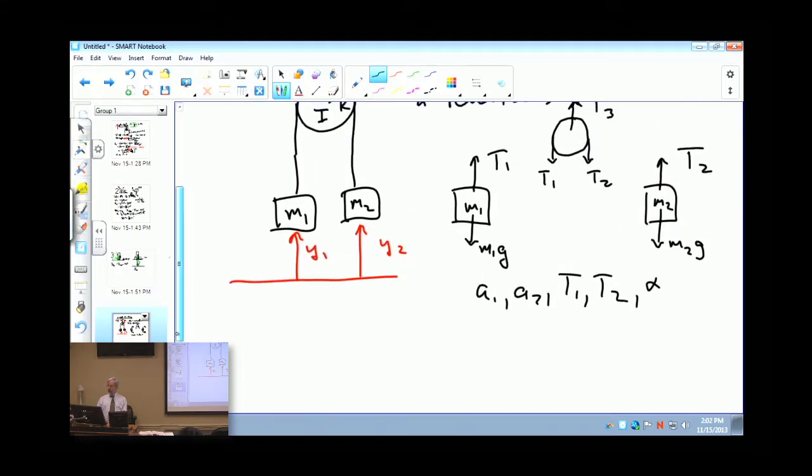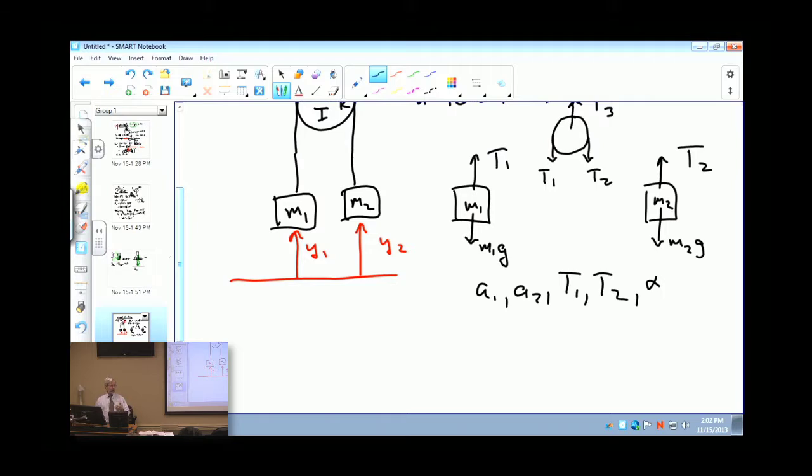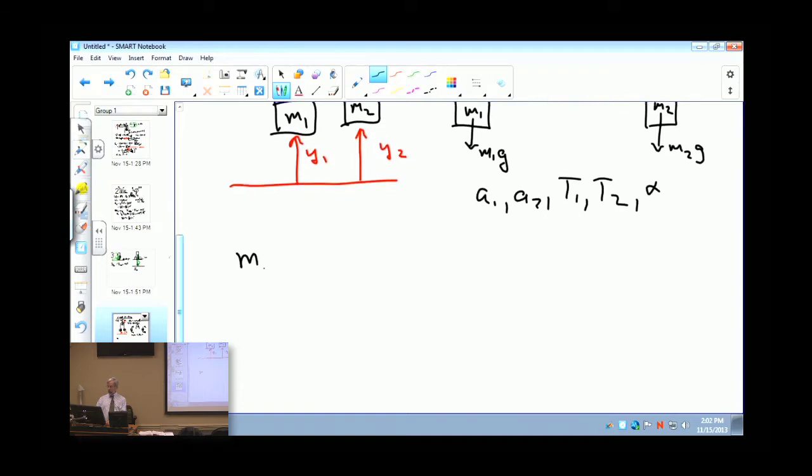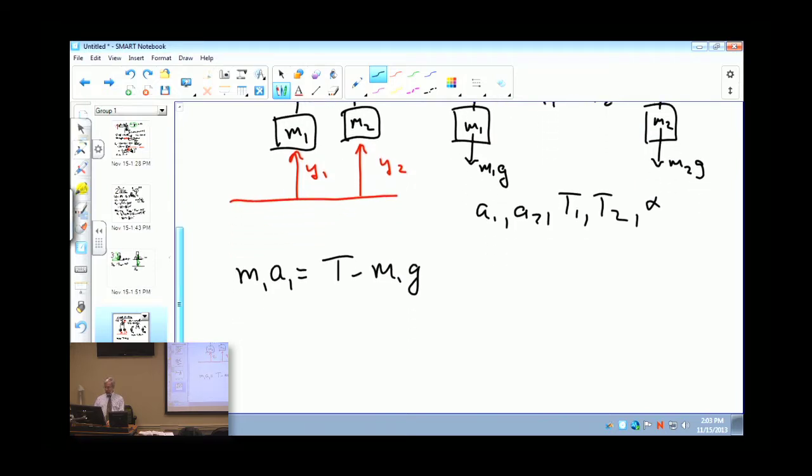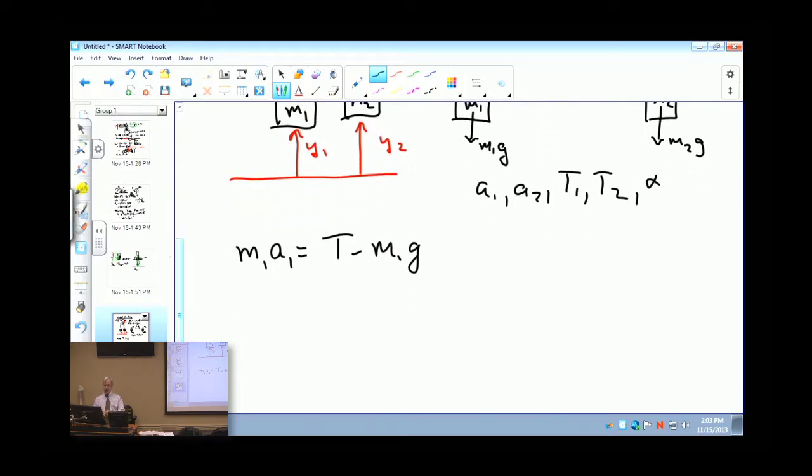There should be an equation for each degree of freedom. And we have 3 degrees of freedom, so we expect Newton's equation for each one. So how about the acceleration of the first mass? The mass times acceleration of the first mass is equal to? Yeah, but you're the one who chose it to go up, so remember it's going to be T minus m1g, right? You got to be careful there with the signs. Your choice of coordinates is going to determine whether it's T minus m1g or m1g minus T.